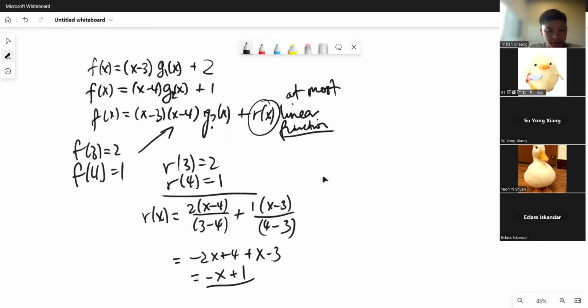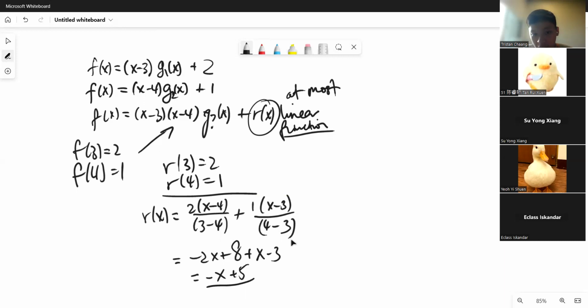Hang on. Wait, that doesn't work. R(4) isn't 1. Give me a moment. Anyone see the problem? Oh, sorry, this is 8 plus 8, right? Plus 8. So this is plus 5. Okay, that makes more sense now.